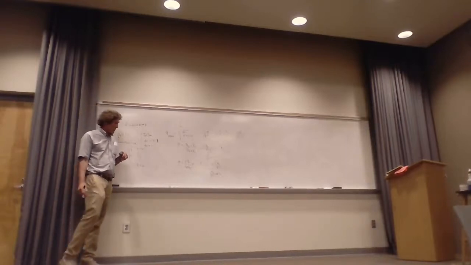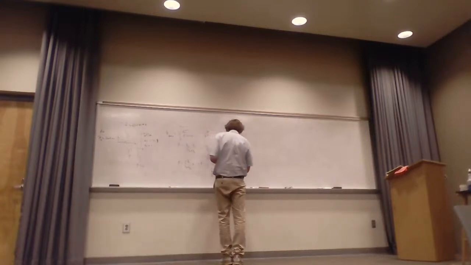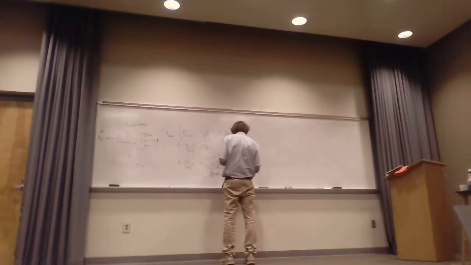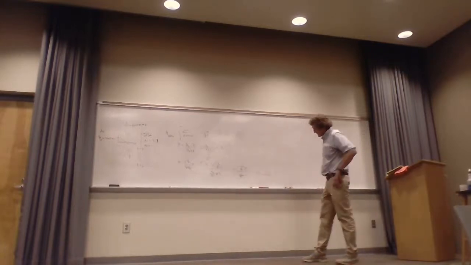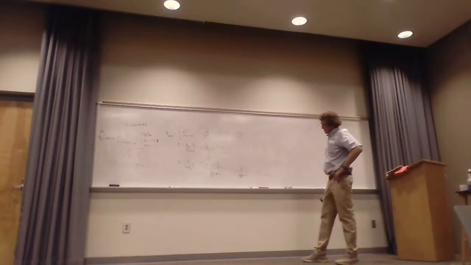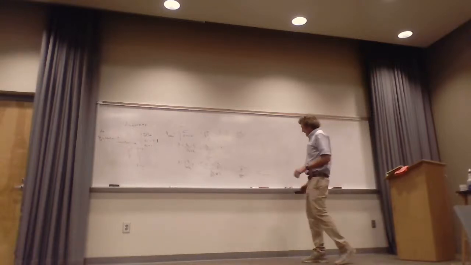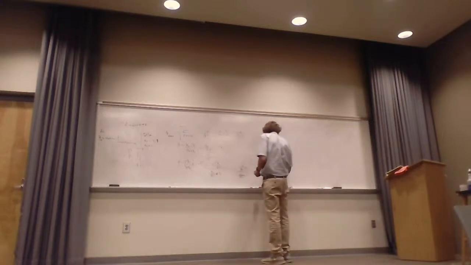So what do you see this becoming? The eta naughts cancel, and I have 2 over the square root of 2.1, all over 1 over the square root of 2.1 plus 1. And you can give me the value for that. You can multiply top and bottom by the square root of 2.1, and you're going to get 2 over 1 plus the square root of 2.1.